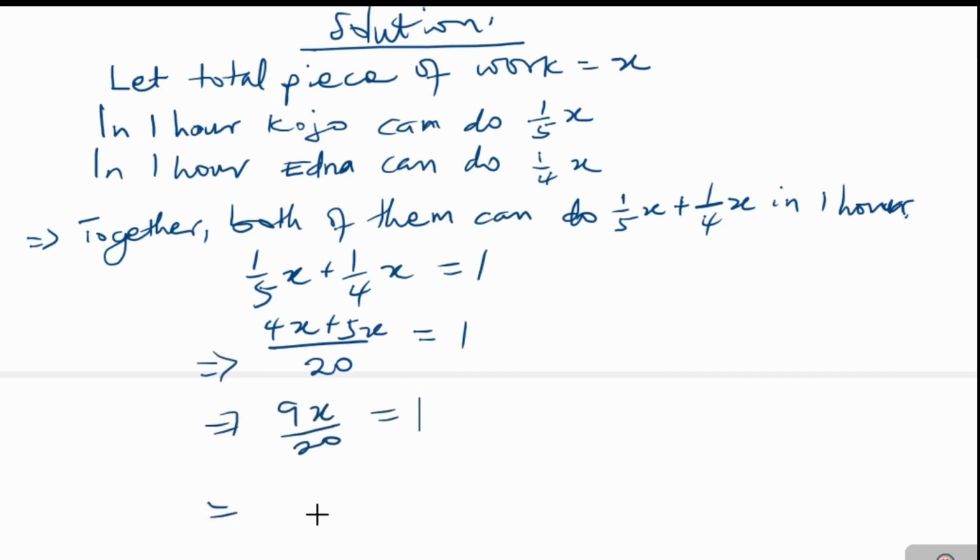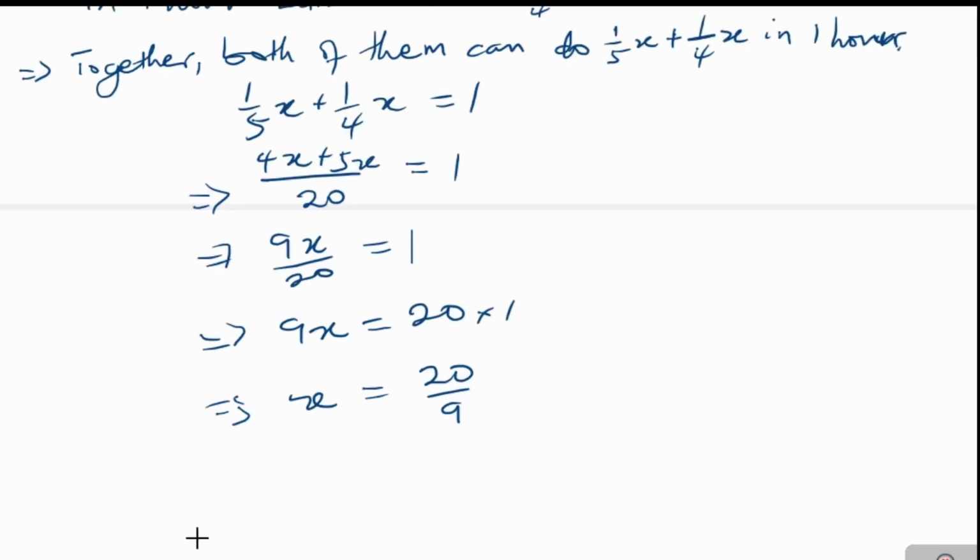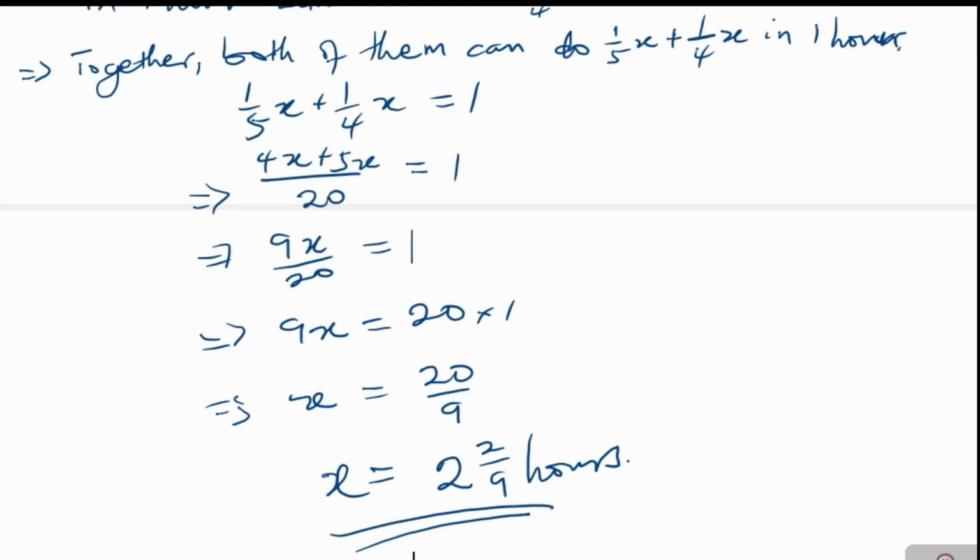Multiplying both sides by 20, we're going to have 9x equal to 20 times 1. And dividing through both sides by 9, we're going to have our x to be 20/9. And changing that to a mixed fraction gives us 2 whole number 2/9 hours. It means that if both of them should be working at the same rate, they're going to use 2 whole number 2/9 hours, or its equivalent in decimal, to complete.